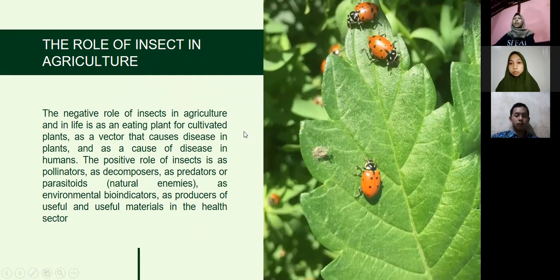The role of insects in agriculture. The negative role of insects in agriculture and in life is as an eating plant for cultivated plants, as a factor that causes disease in plants, and as a cause of disease in humans. The positive role of insects is as pollinators, as decomposers, as predators, or parasitoids, or natural enemies, as an environmental bioindicator, and as producer of usable materials in the health sector.